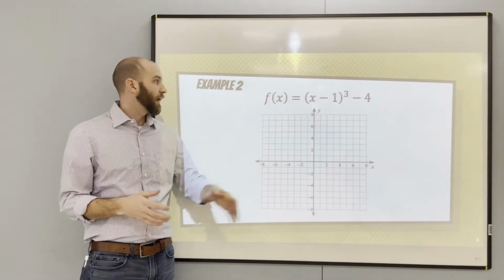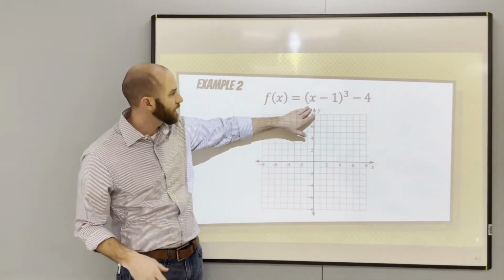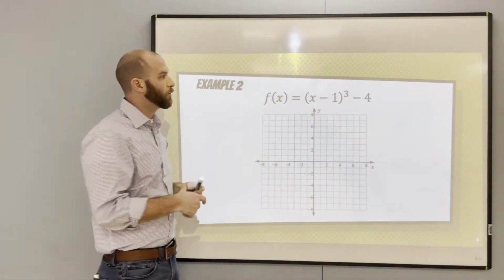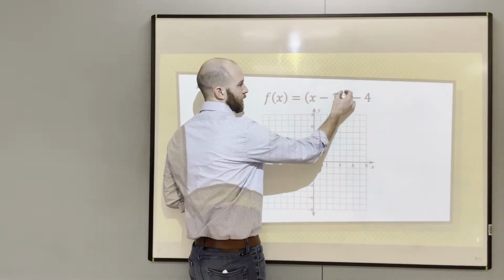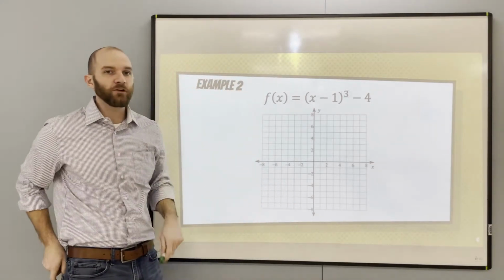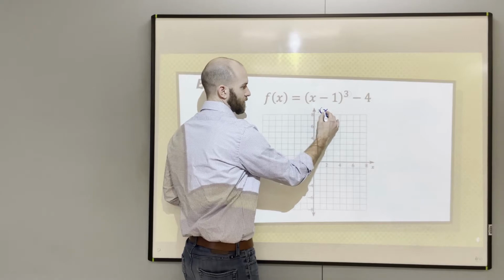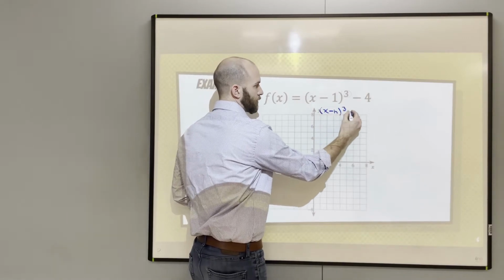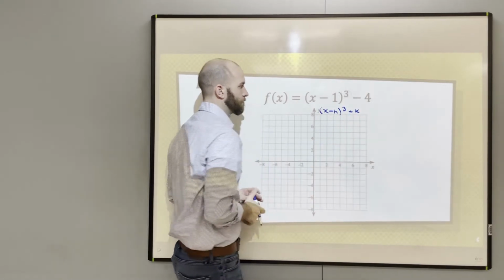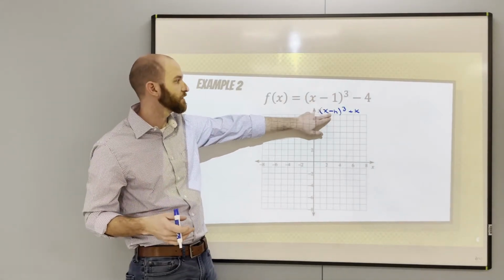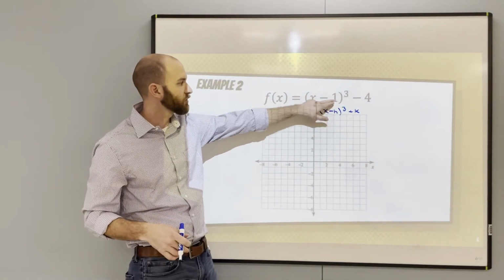In our next example, we have f of x equals the quantity x minus 1 cubed minus 4. Now this is a cubic function. We can tell that because of this little 3 up here. So let's look at the vertex form of the cubic function. It's x minus h cubed plus k. Now we see that this h and this negative 1 have the same sign. That tells me that h is actually 1.